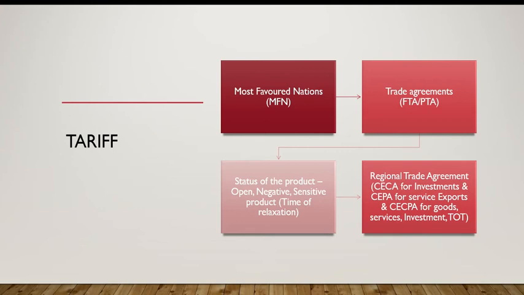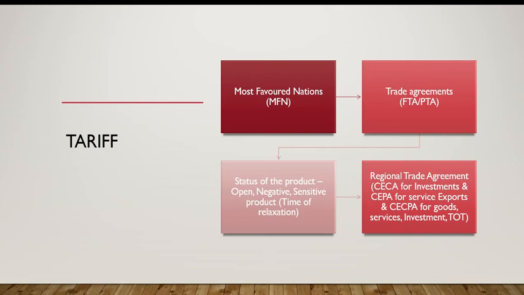Countries come together and make trade agreements when it is based on goods exports. This can be either a free trade agreement or a preferential trade agreement. Preferential trade agreement means a country will agree to reduce the import duty, but it will want a period of time to make the product be imported at zero rated import duty.